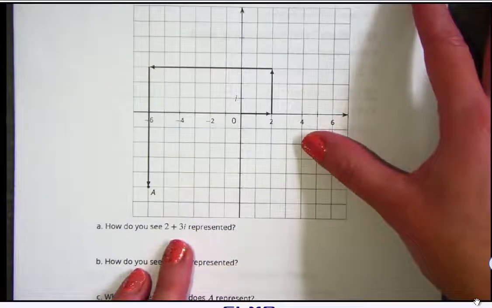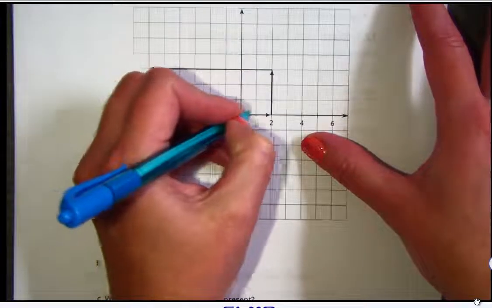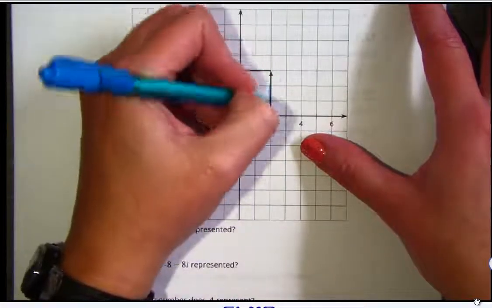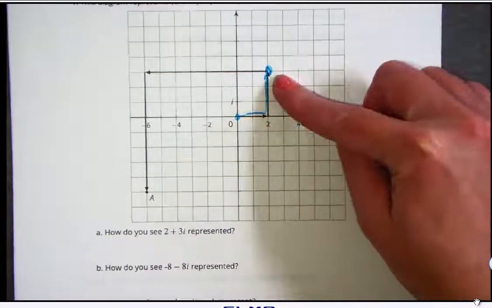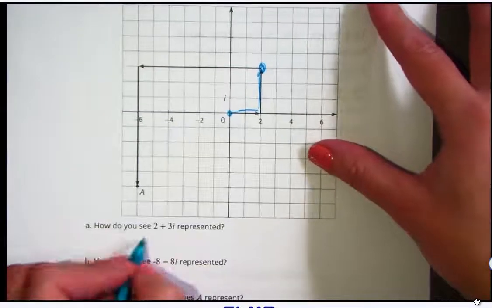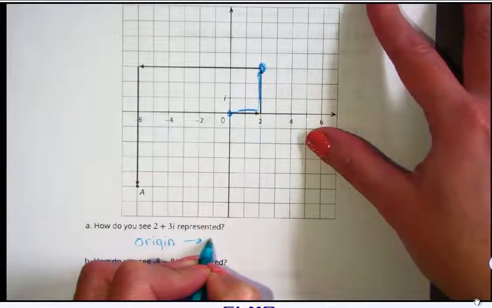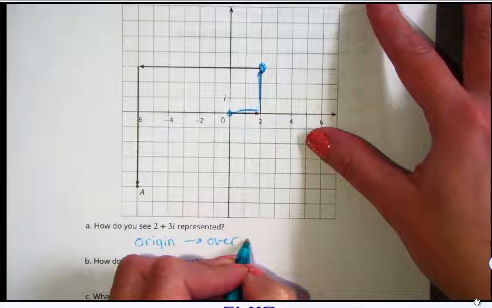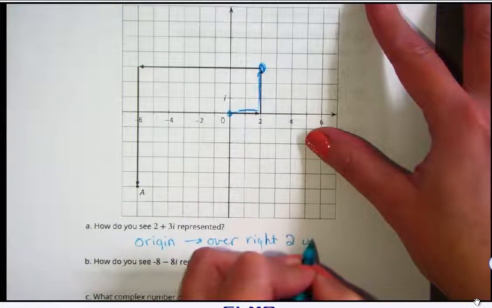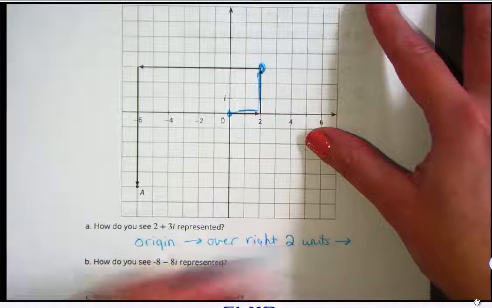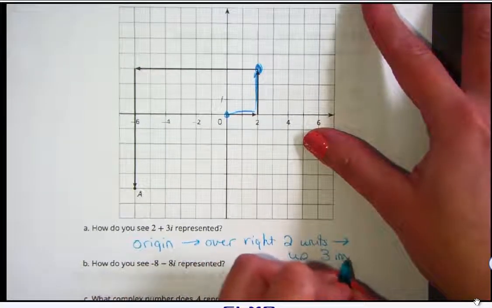So to see our first number of 2 plus 3i represented, it starts at the origin, it goes over 2 real, it goes up 3i, and it stops here where that arrow is. So I see it by origin, over to the right 2 units, and then up 3 imaginary units.